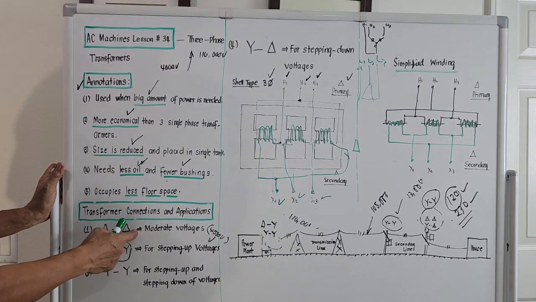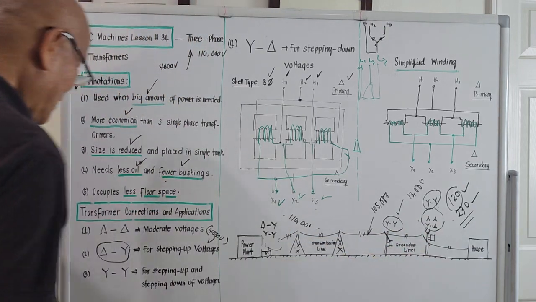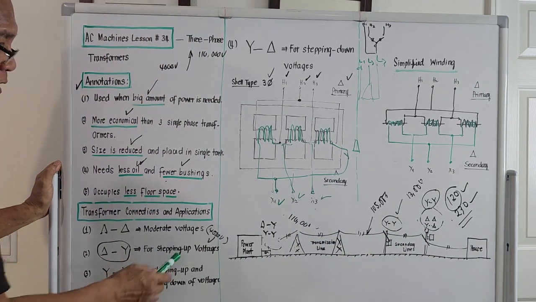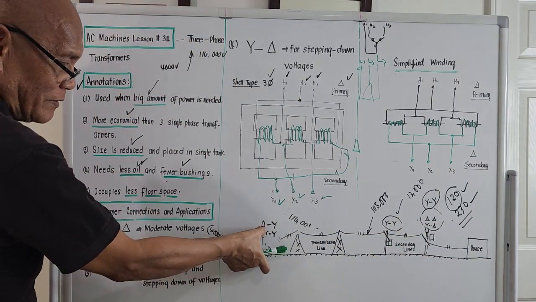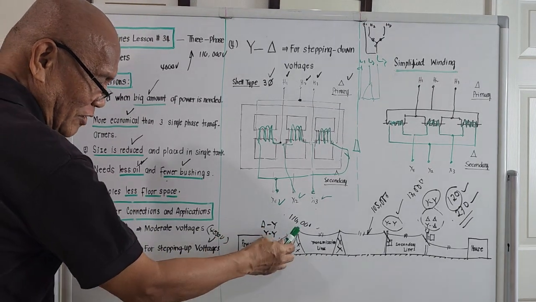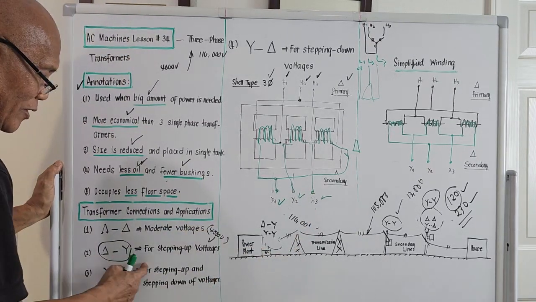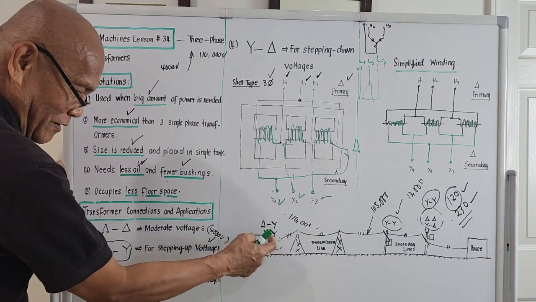Delta, delta. Where's delta, delta? Located here for stepping down. Delta to Y is for stepping up. It should be located near the power plant. Before we feed to the transmission line, we step up, right? So this delta to Y for stepping up is located here.